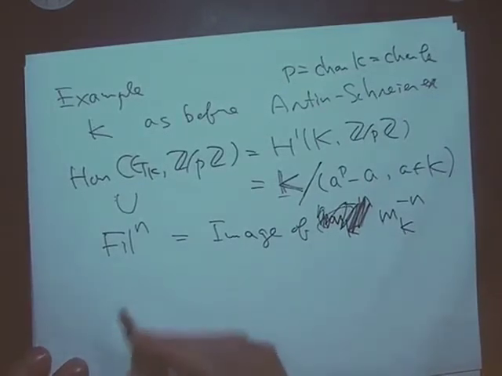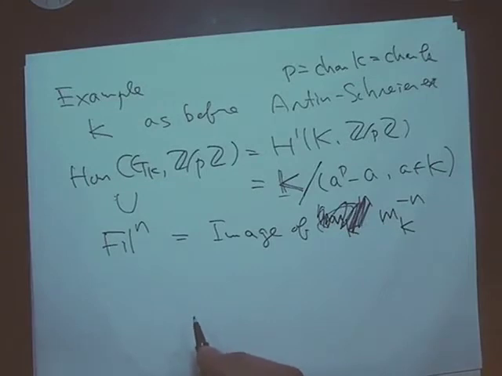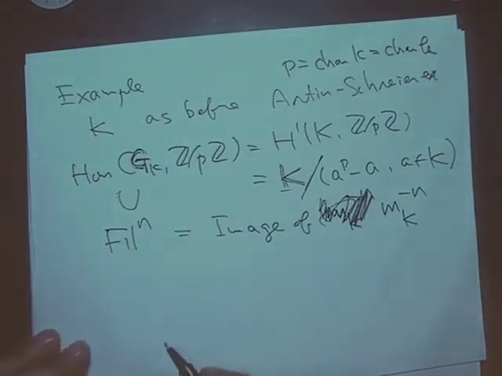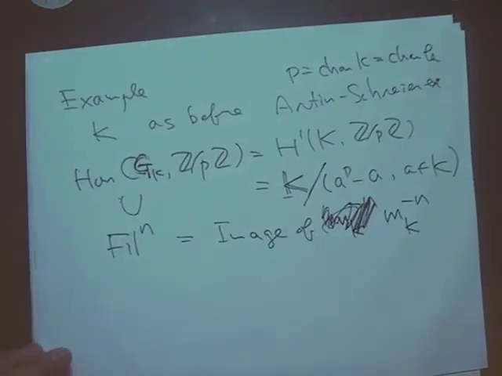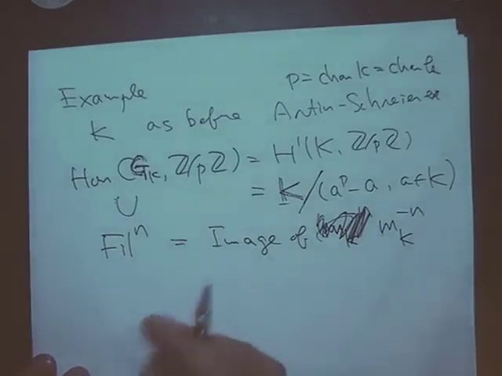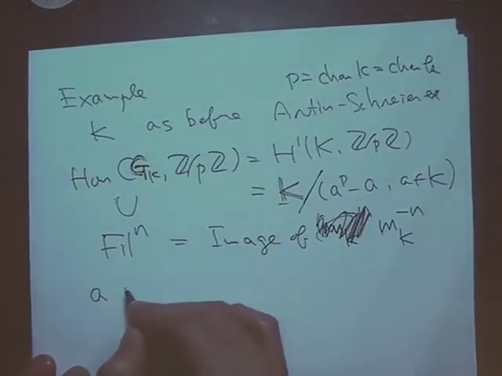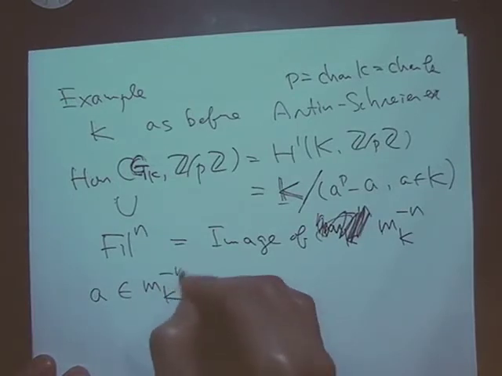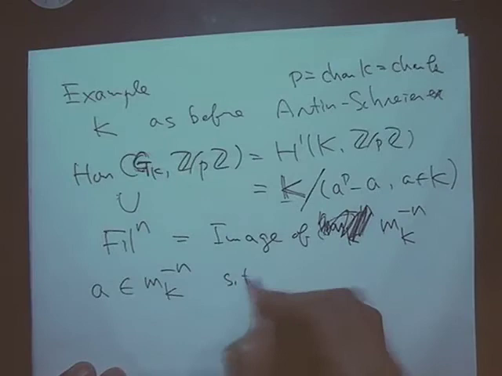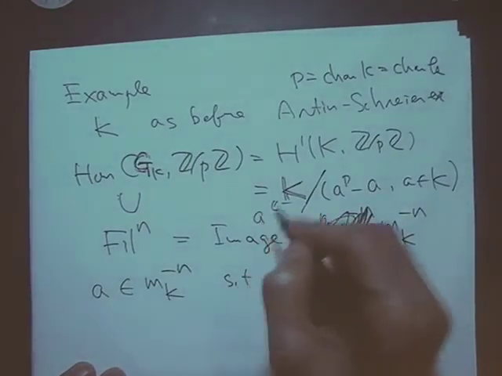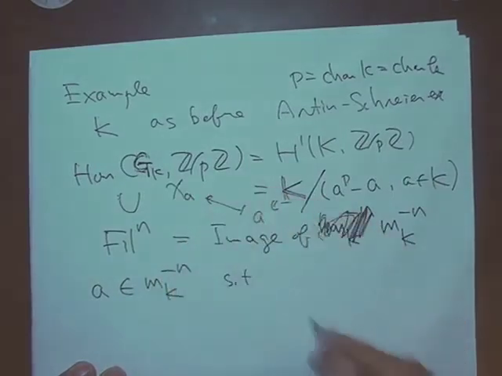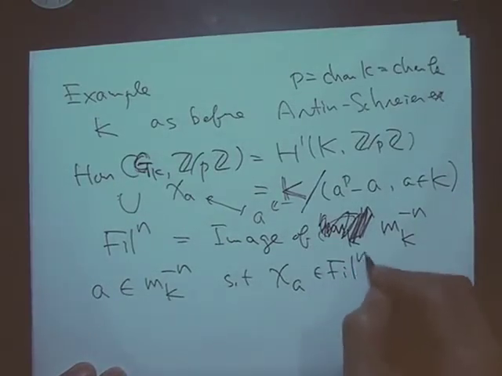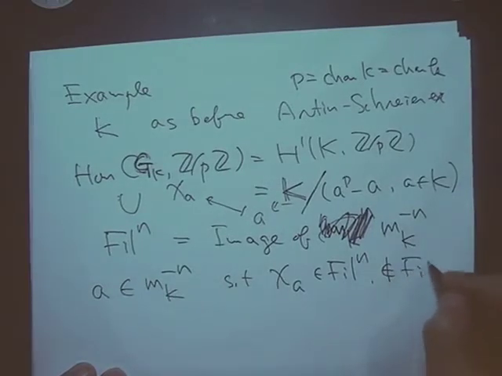And so this is the dual of. So we have defined the upper numbering filtration there, and this filtration is the dual of the filtration we just defined. Or more concretely, let a be an element in this filtration such that the corresponding character, let me denote the corresponding character chi of a, is in fil n, but I assume that this is not in fil n minus one.